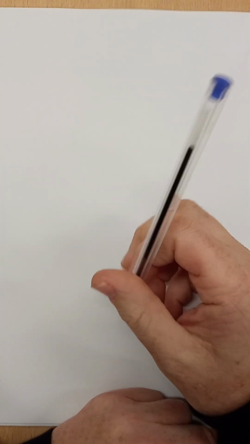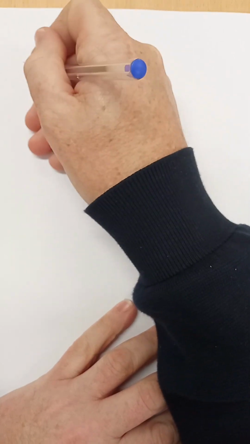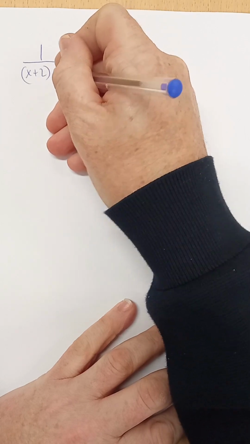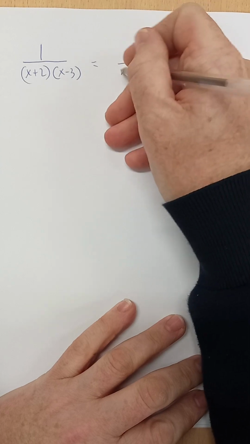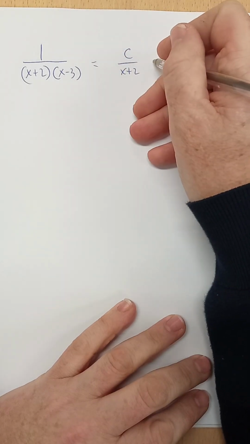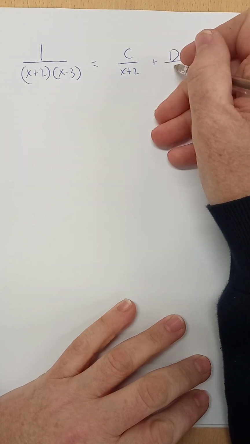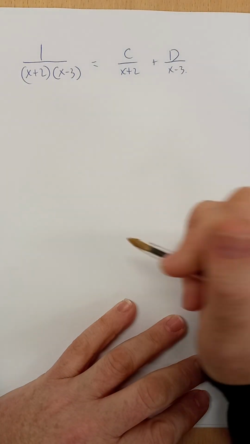Hello there. We're going to have a quick look at identities. So I'm going to give you a couple and we're going to try them. So for example, 1 over (x plus 2)(x minus 3) is equal to c over x plus 2 plus d over x minus 3. And we need to find c and d.